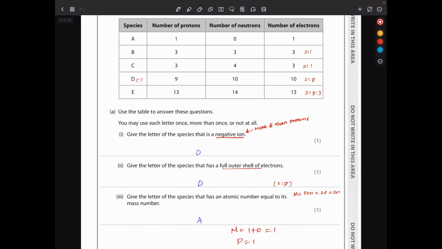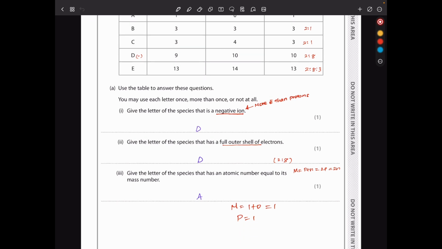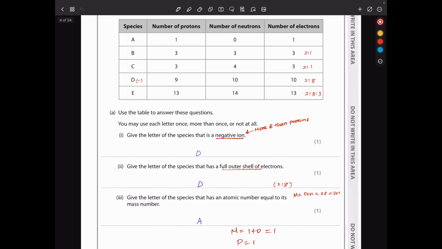So they say use the table to answer these questions. You may use each letter once, more than once, or not at all. The first part says give the letter of the species that is a negative ion. Like I've already said, D is a negative ion because it has more electrons than protons.